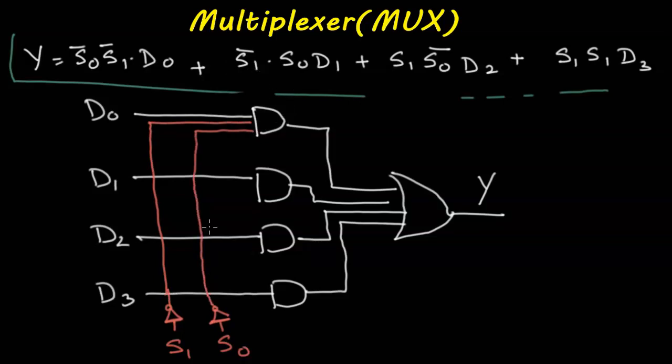To the second AND gate, only S1 bar goes, and only S0. Now for the third AND gate, we have S1 and S0 bar, and here we have our S1 and S0, and there we have it. This is the logical diagram for a 4:1 MUX using AND and OR gates.